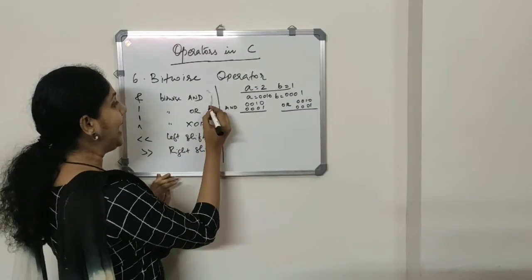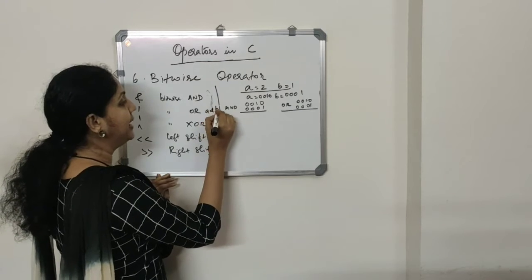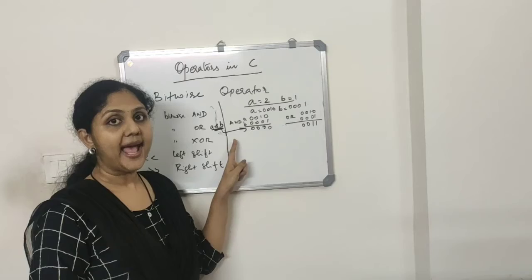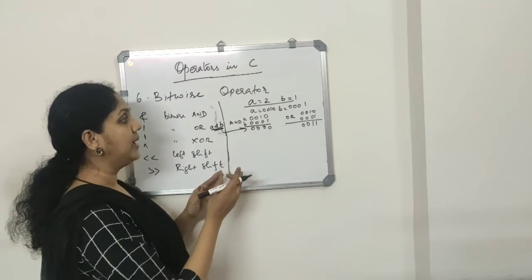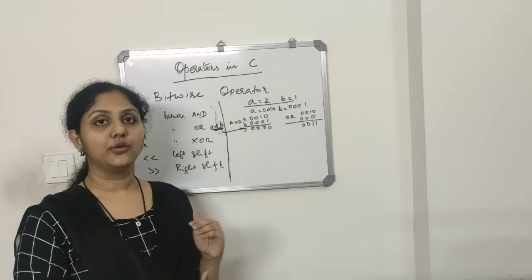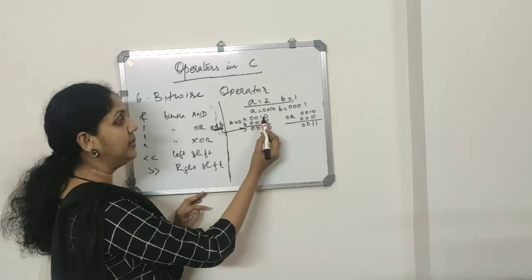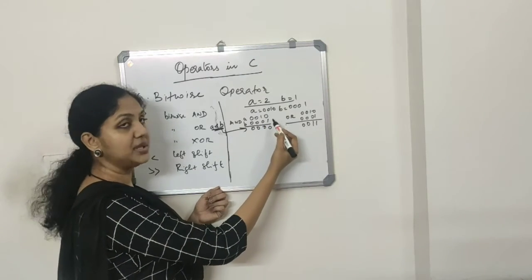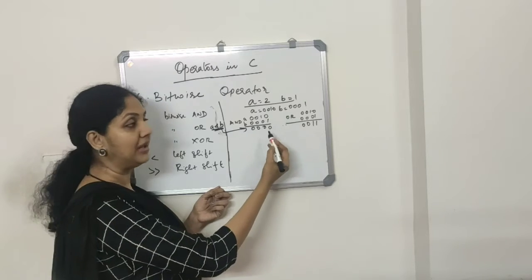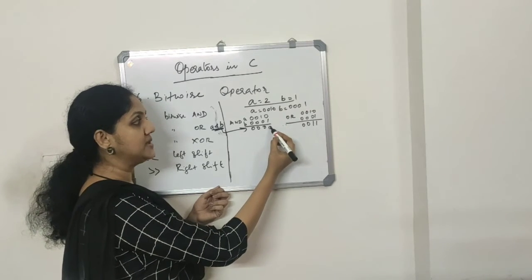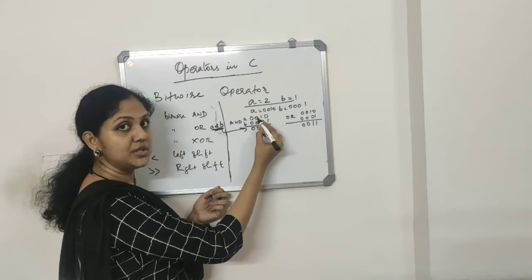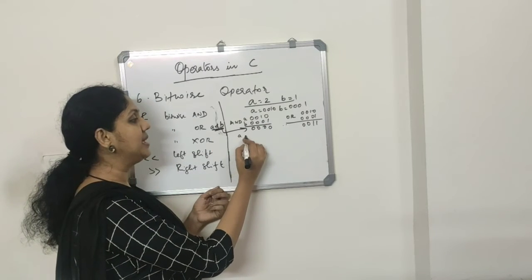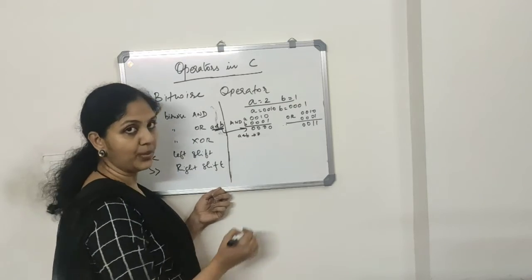Now, if we do the bitwise operator A and B, what will happen? The AND operation will be performed at the bit level. So A will be converted to binary, B will be converted to binary, and then the bitwise operation is performed at the bit level. So 0 and 1 gives 0, 1 and 0 gives 0, 0 and 0 gives 0, 0 and 0 gives 0. So A and B, the output is 0.